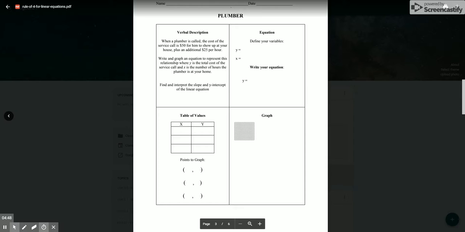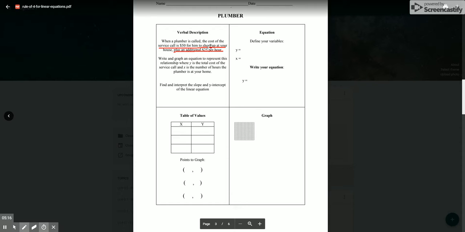When a plumber is called, the cost of the service call is $50 for him to show up. So just for him showing up is $50. Okay, and then plus $25 per hour. So if he shows up and nothing's wrong, you were able to fix it while he was on his way, you still have to pay the $50.